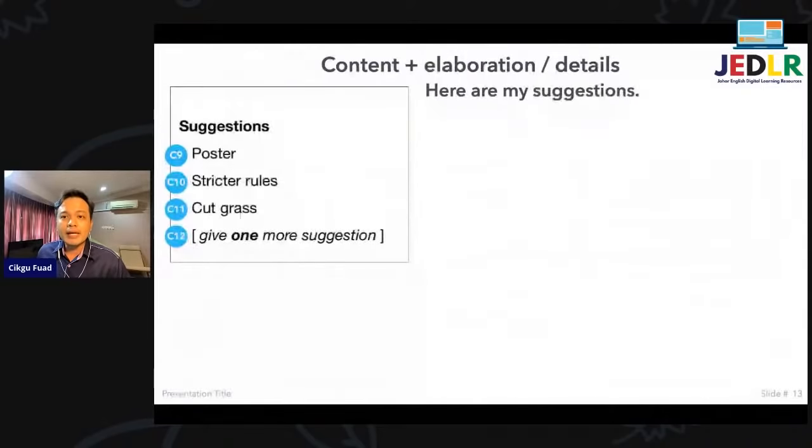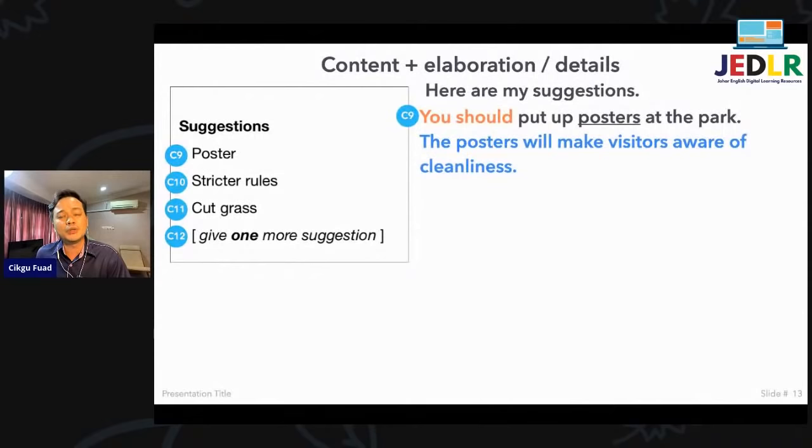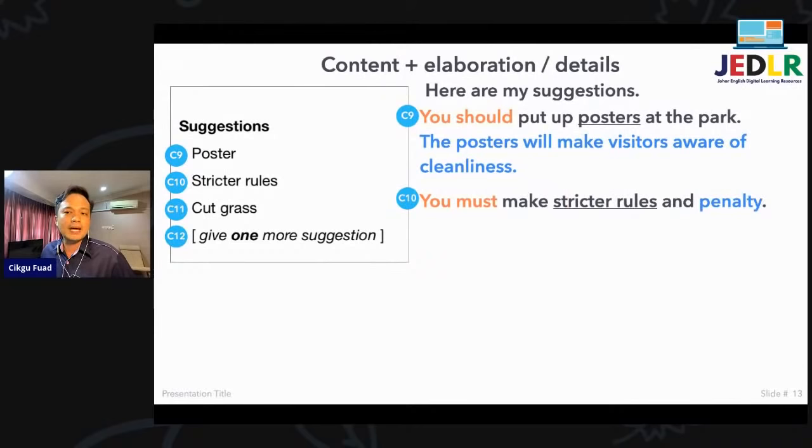Now let us go to C number 9. C number 8 did not pop up. No problem, just proceed with C number 9. Suggestion. Here are my suggestions. Because they are suggestions, you need to use the phrase you should and you must. So you should put up posters at the park. So elaboration, the posters will make visitors aware of cleanliness. C number 10, you must make rules and penalty.